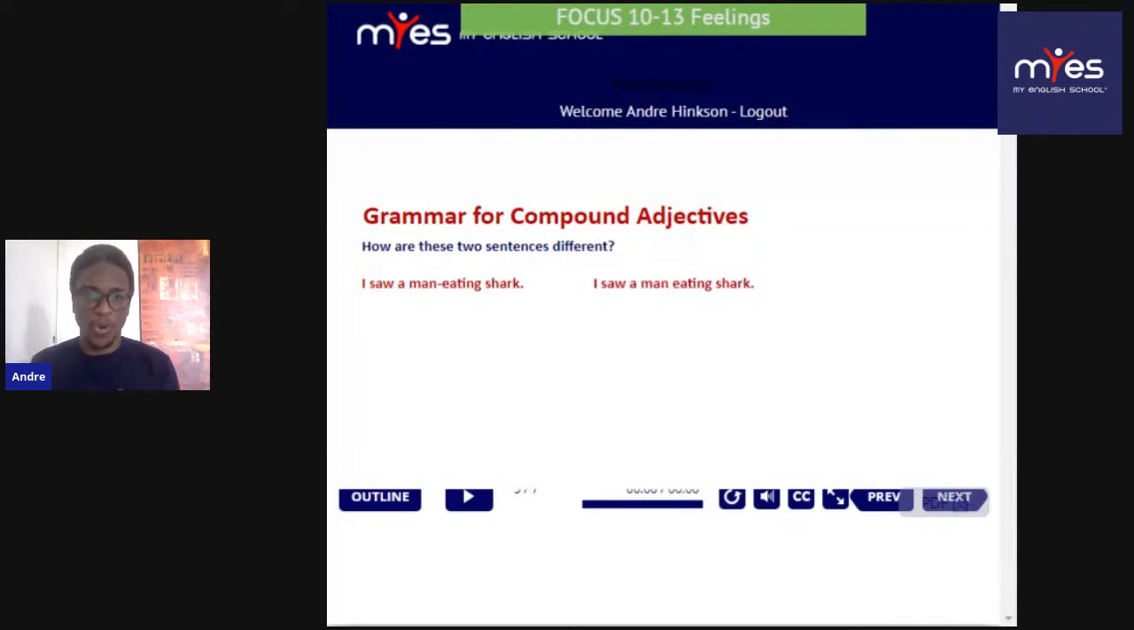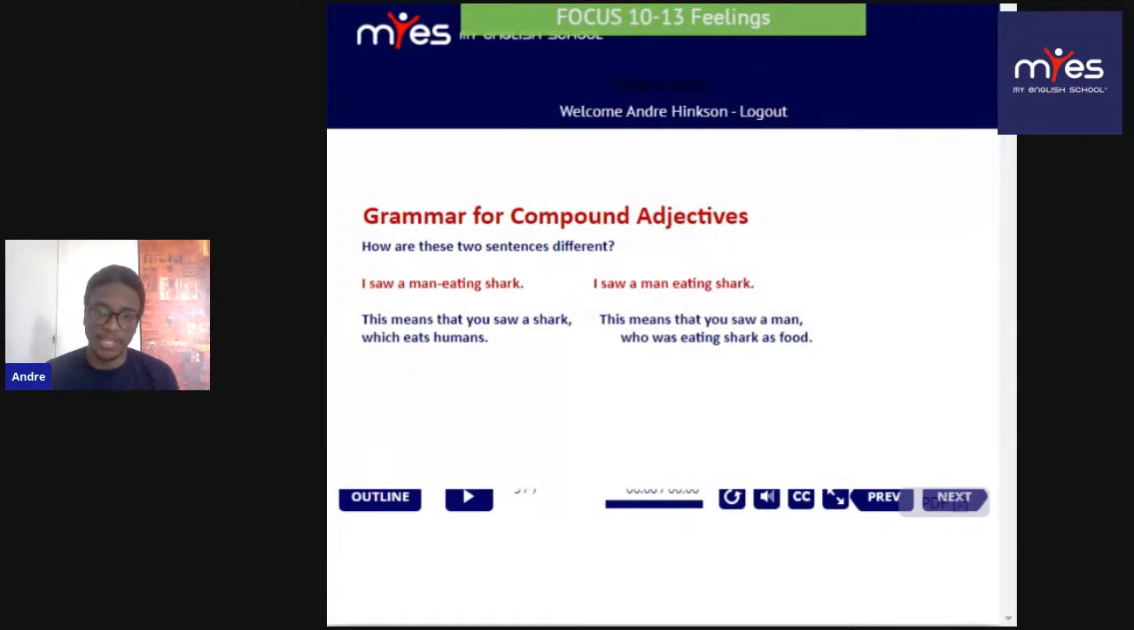So the first one, the shark, in this case, eats people, eats men, well, people in general. Man-eating means eating people, basically. So the shark eats people, but in the second part, the man is eating the shark. So that's the difference there. Yeah. Let's look at the next one.